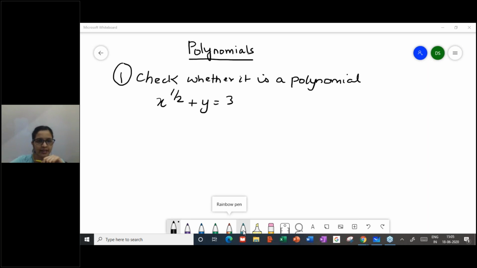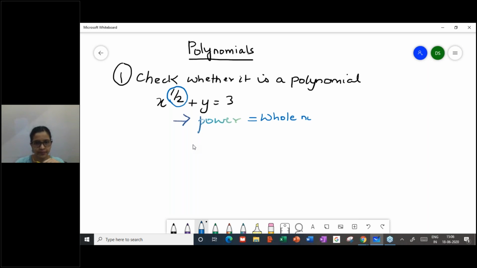So let me write here the conditions. What do you check when it's a polynomial? You check the power. In this example, the power of x is half. So the power should be a whole number. You are going to be asked this, even in the workbook there are multiple questions. It is not. So Neki says yes, power is not a whole number. So what are you going to write here?